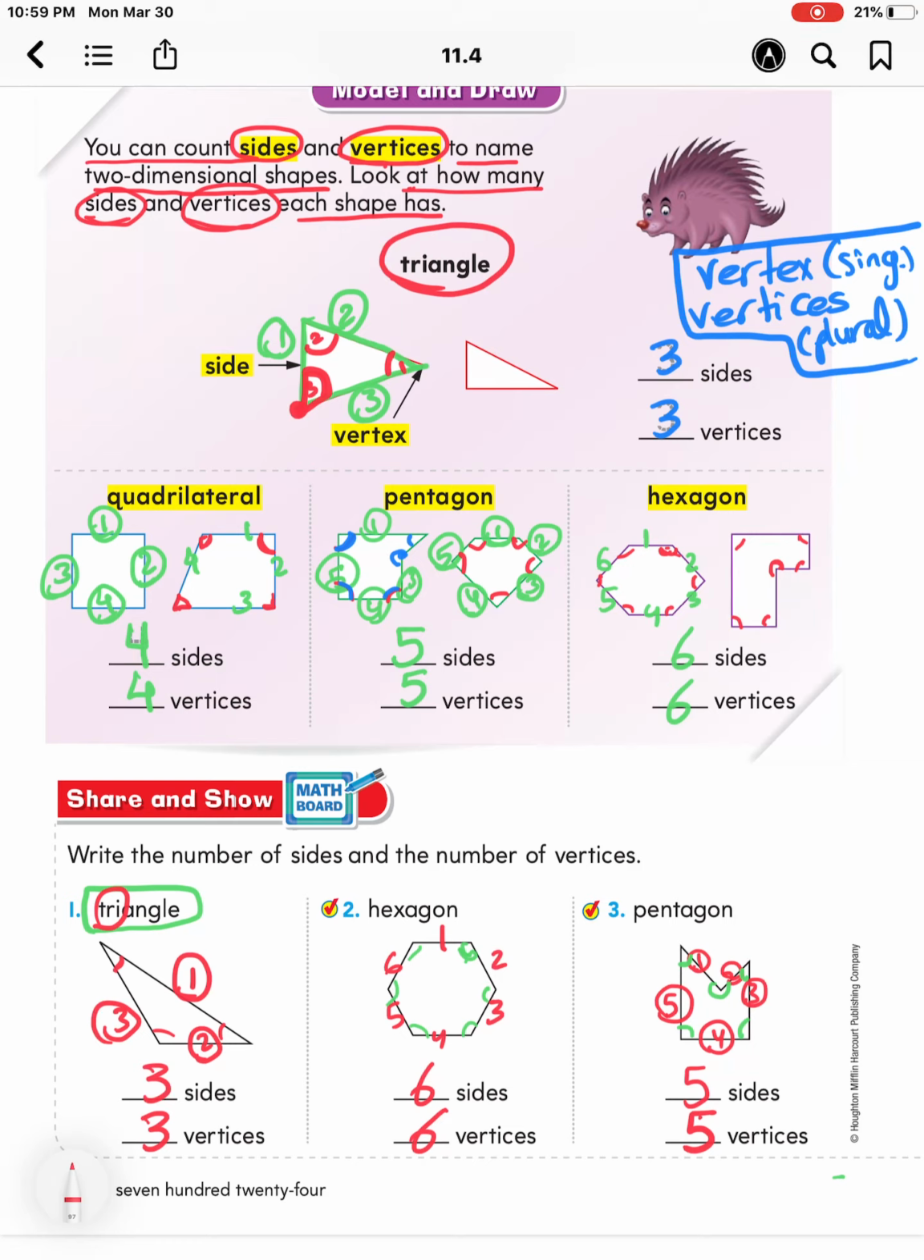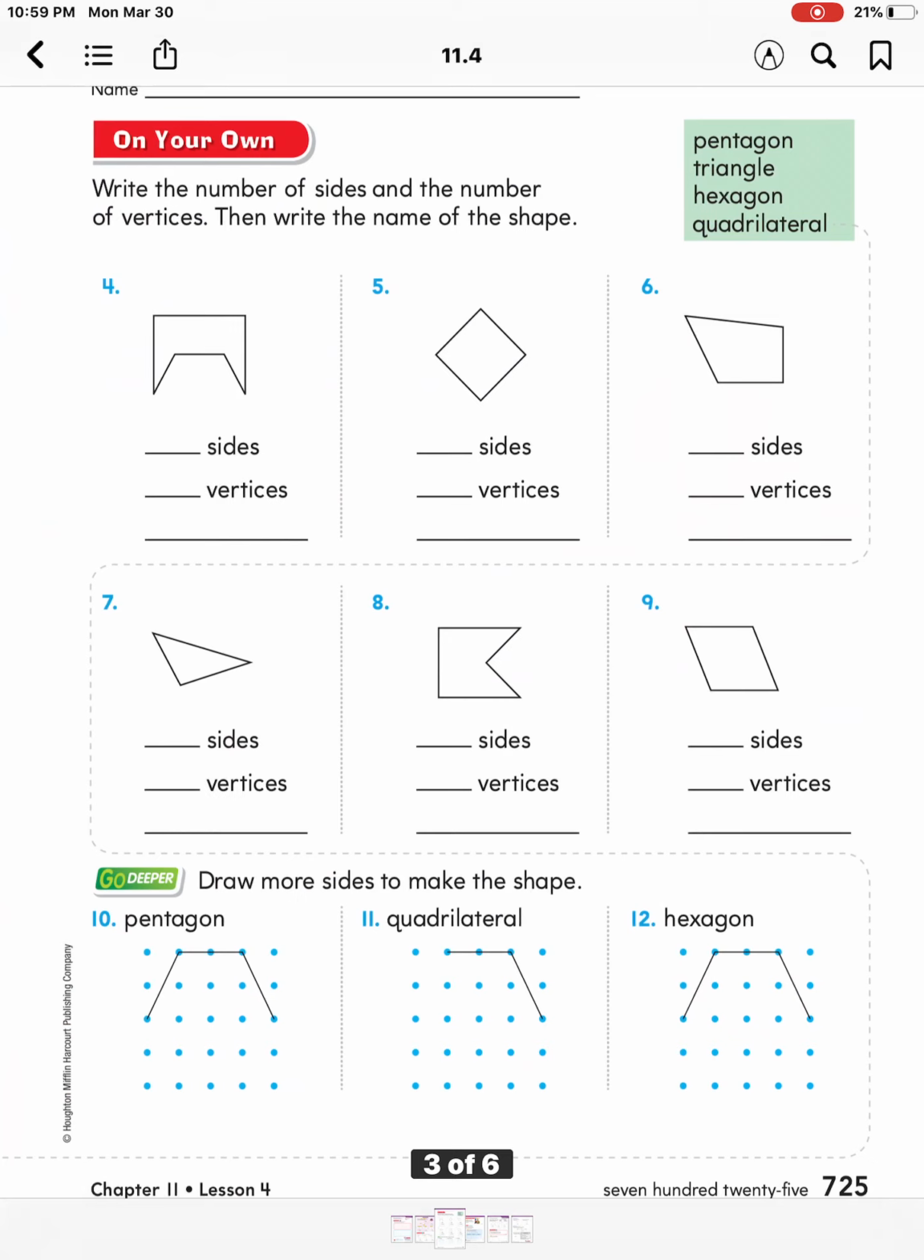Now, let's move to the next page. Page 725. As you can see, this lesson is so easy. You just count the sides and the vertices, and by the time you can figure out that triangles always have 3 sides and 3 vertices. For the pentagons, always 5 sides and 5 vertices. For the quadrilateral, 4 sides and 4 vertices. So you can easily identify the number of sides and vertices of any shape.